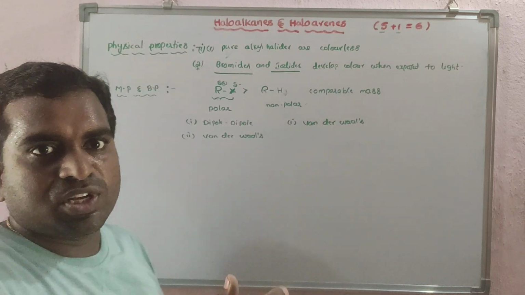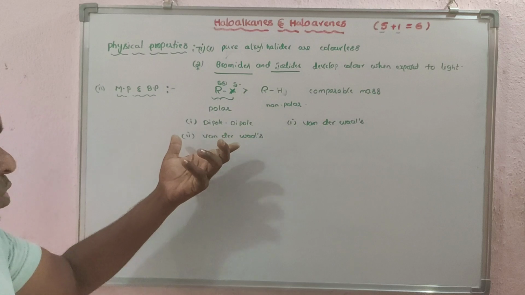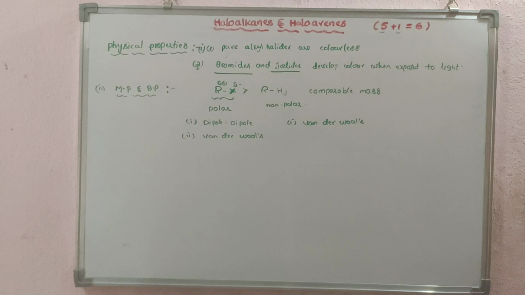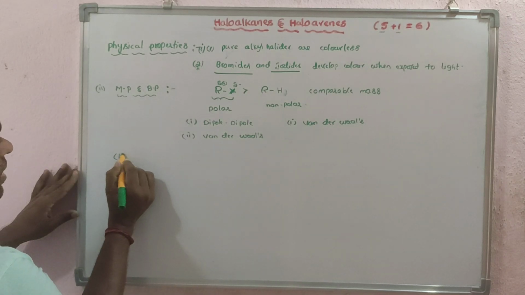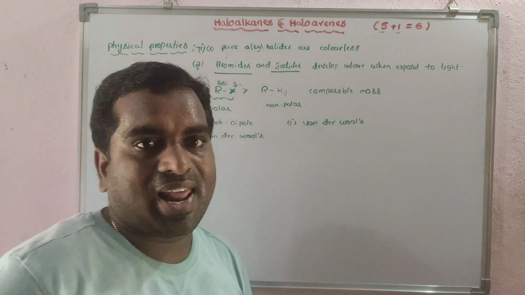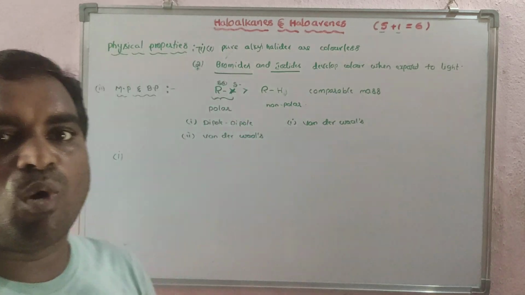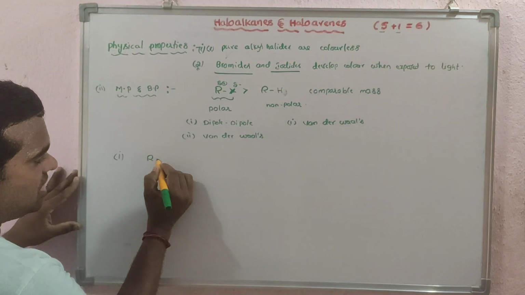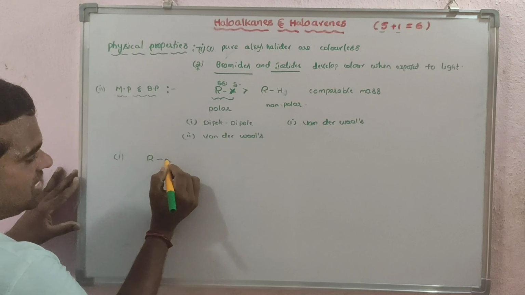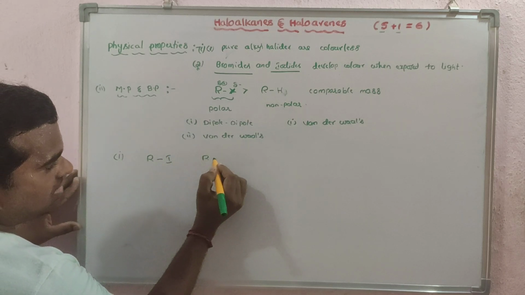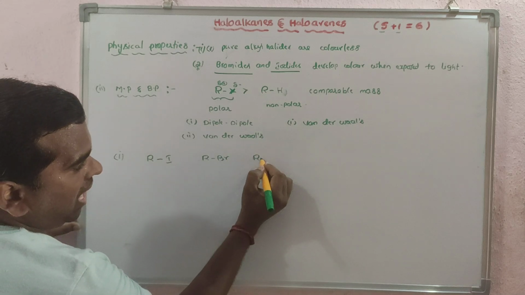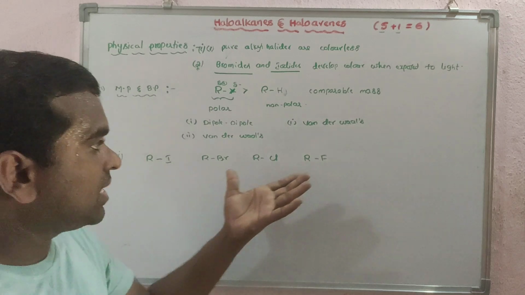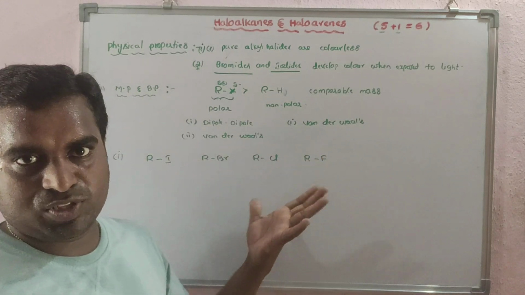You have to break all the bonds, so you have to supply more heat energy. That's why alkyl halides have higher boiling points than alkanes. Clear? Now, among the alkyl halides, which one has the high boiling point? I will keep the alkyl group the same and write alkyl iodide, alkyl bromide, alkyl chloride, and alkyl fluoride. Among these, which one has the high boiling point?